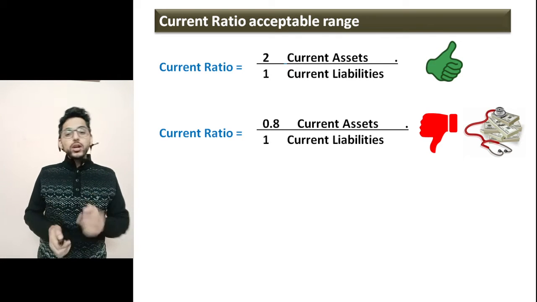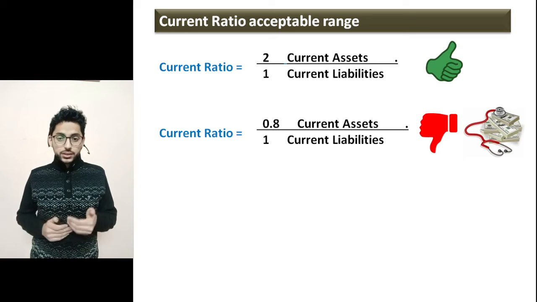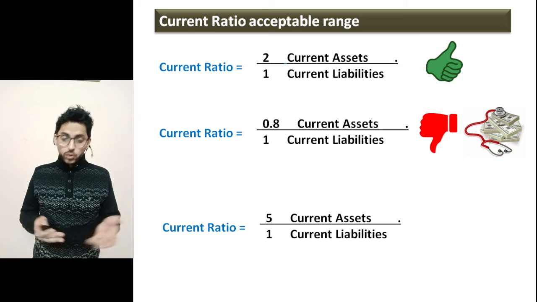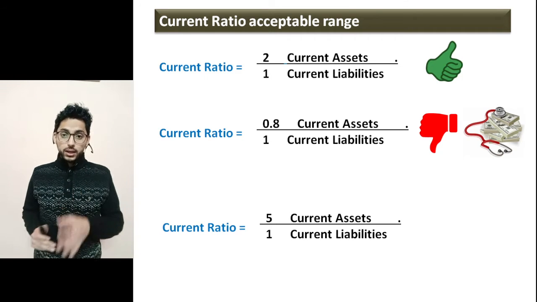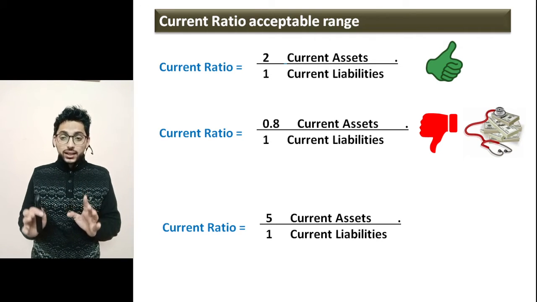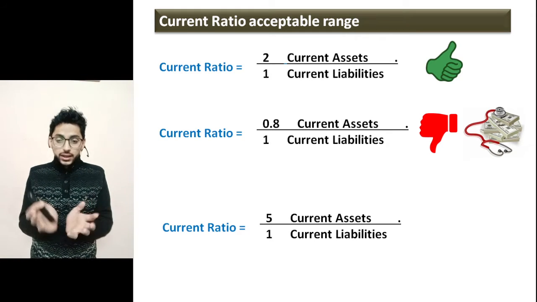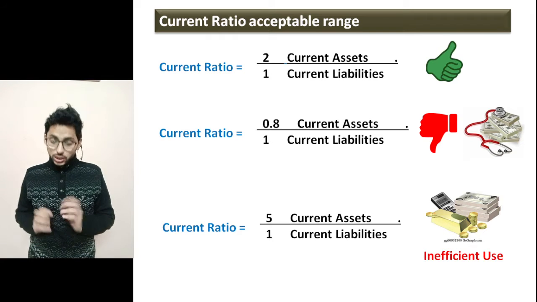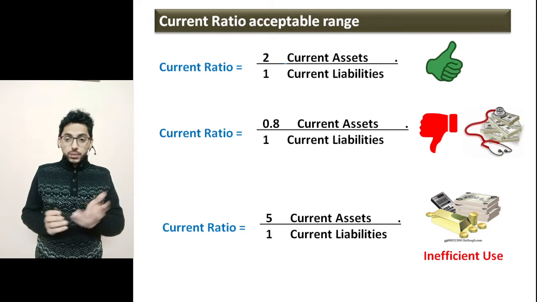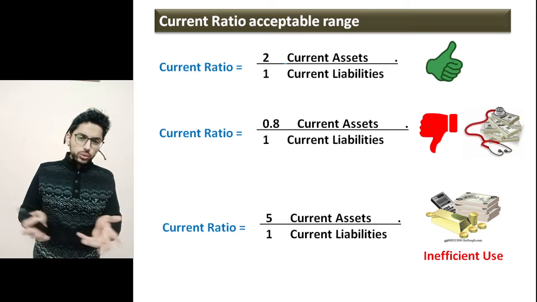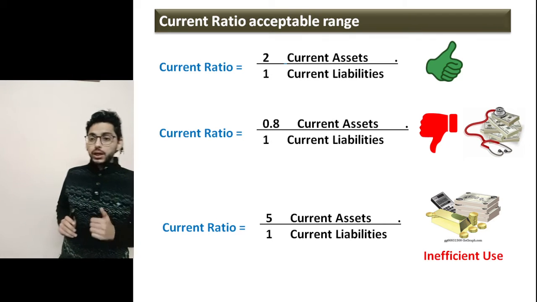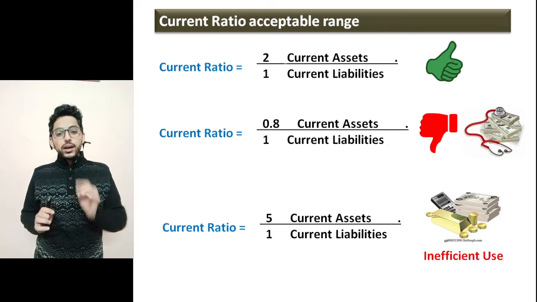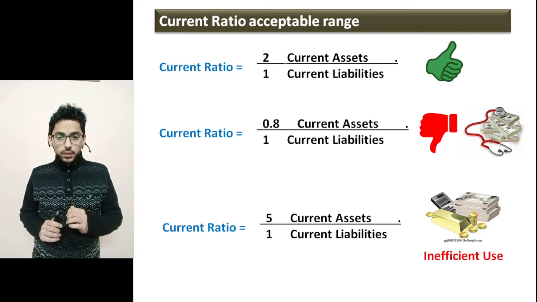Okay. So what if your current ratio is very high? Let's say 5 is to 1. Now you can easily pay off your current liabilities, but it might indicate extra assets. It might indicate inefficient use of resources. So current ratio must be near to your acceptable range or benchmark range, not very higher and not very lower.